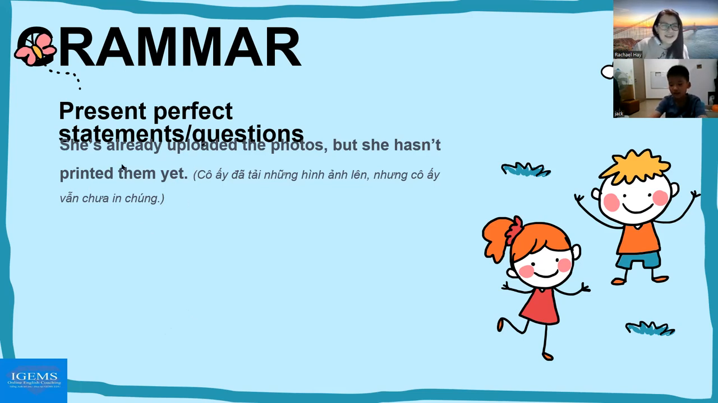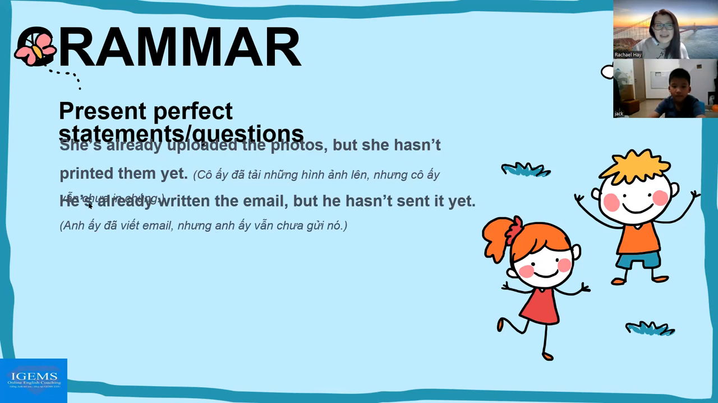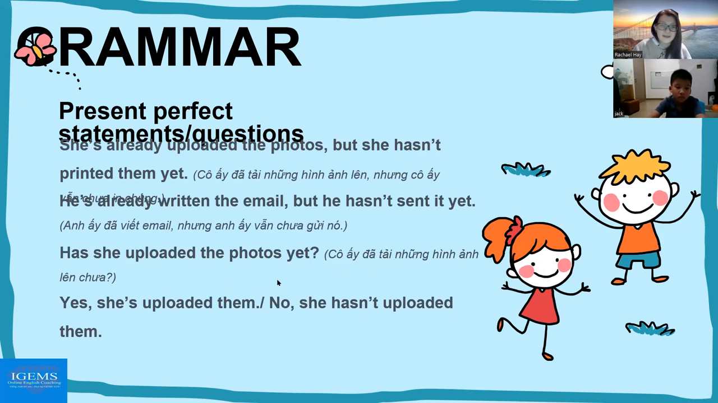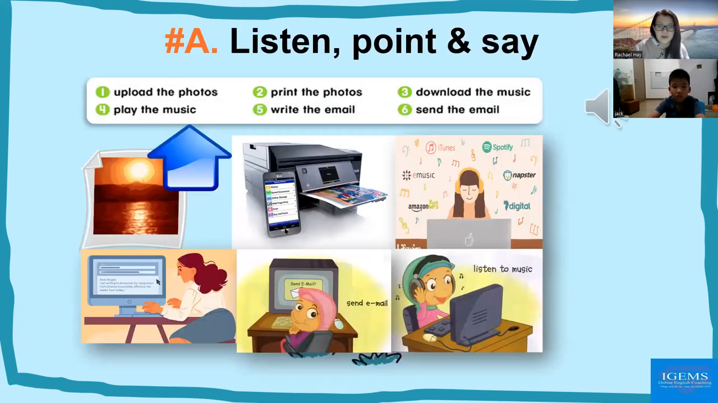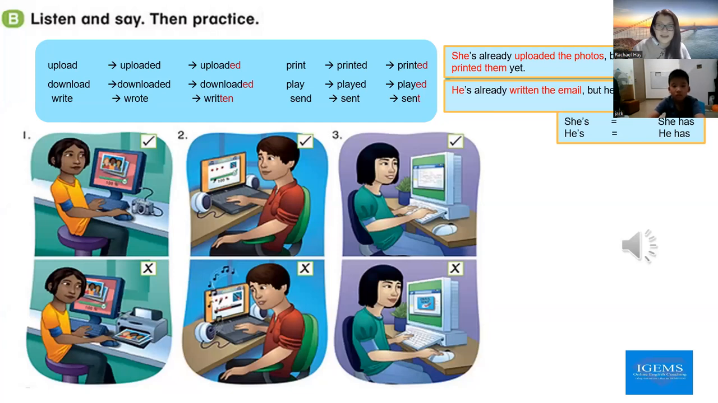Okay, so present perfect statements and questions. She's already uploaded the photos, but she hasn't printed them yet. He's already written the email, but he hasn't sent it yet. Okay, so page 74. Let's listen and answer. Page 74. B. Listen and say. Then practice. She's already uploaded the photos, but she hasn't printed them yet.